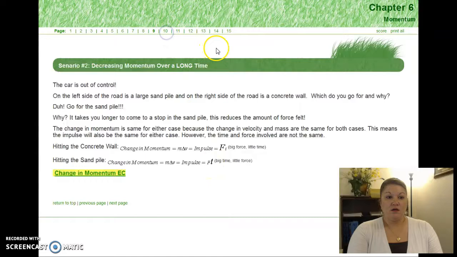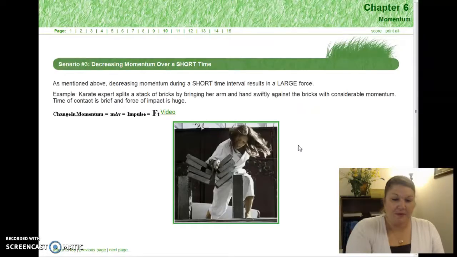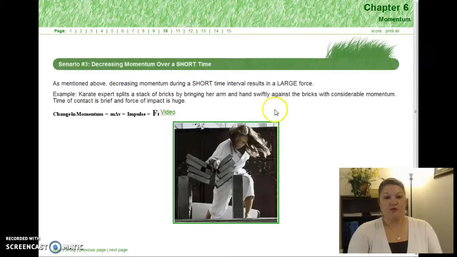Another scenario would be decreasing momentum over a short time. A perfect example of this is this Karate Kid girl right here trying to break the bricks. She has to have the biggest force she can, so she's going to be in contact for a little time to get the biggest force possible.